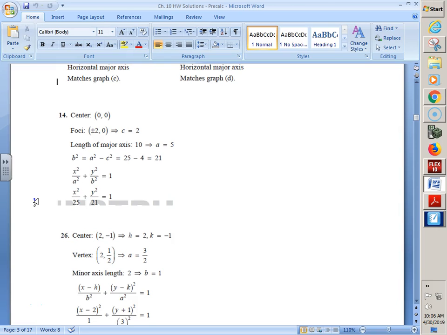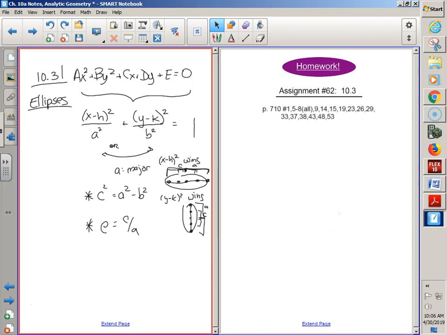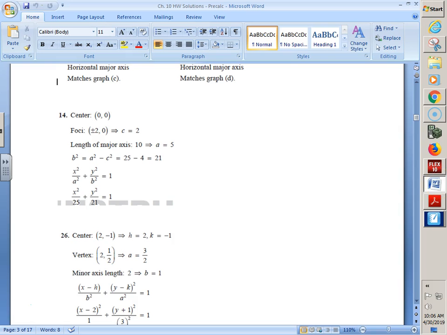The foci, how far away are the foci from the center? Which is why c is 2. Now this one was tricky, they told you the length of the major axis, which is the entire distance, like the diameter. So when they told you the whole length is 10, what would your a be if it's only half? Oh, yes, which is 5, right? 10 divided by 2, which is 5. So they say the major radius is 5.